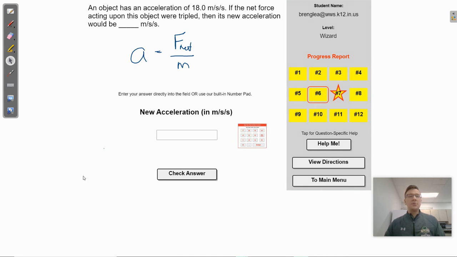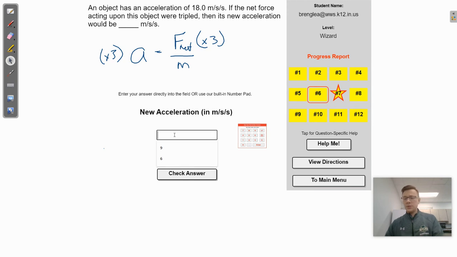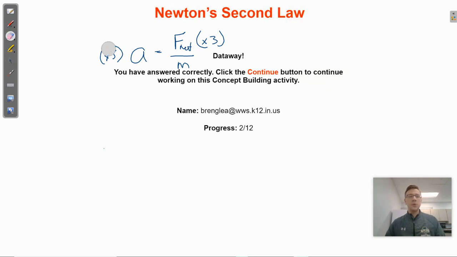So this says an object has an acceleration of 18 meters per second squared. If the net force is tripled, then the new acceleration would be, well, remember that if the net force is times 3, then our acceleration is going to be times 3. So if the acceleration was originally 18, and then we triple it, it is going to be 54 meters per second squared. Okay, great, fantastic. Moving on.